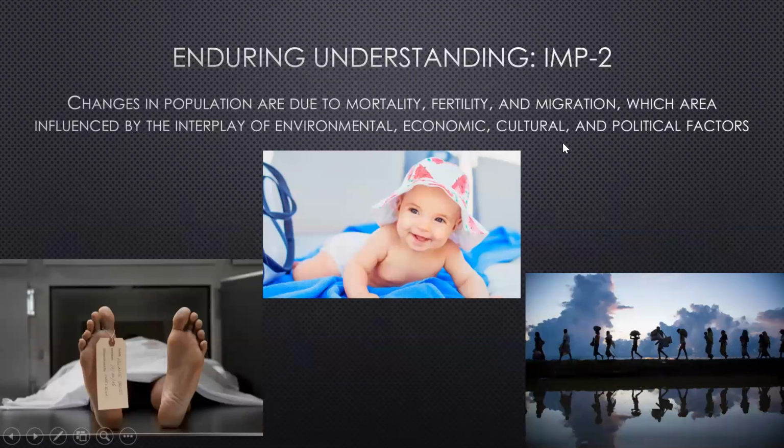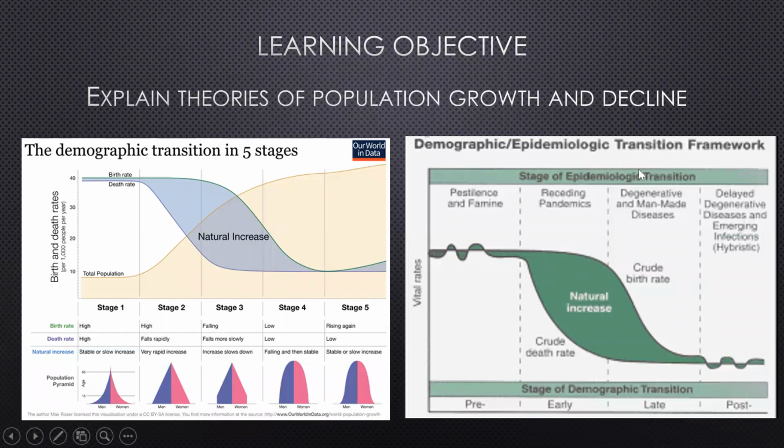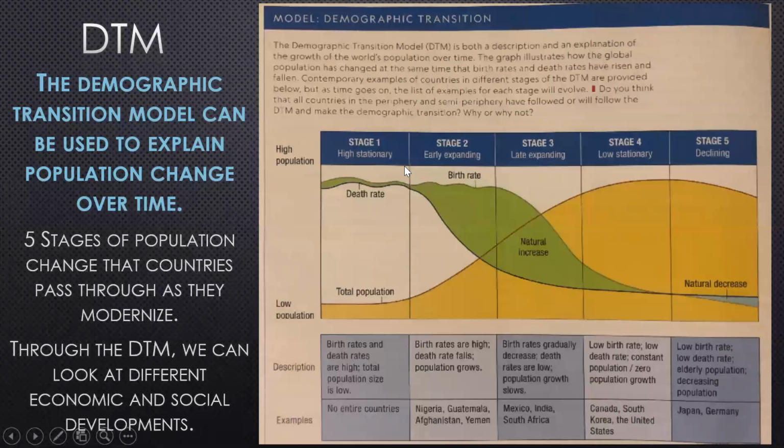Enduring understanding for this topic, a lot like the last topic: changes in population are due to mortality, fertility, and migration, and they're influenced by environmental, economic, cultural, and political factors. The objective for this topic is that we're going to be able to explain theories of population growth and decline by looking at these two models. You'll see them now. They might make some sense, but once we go through each stage of the demographic transition model and epidemiological transition model, hopefully it makes a little bit more sense.